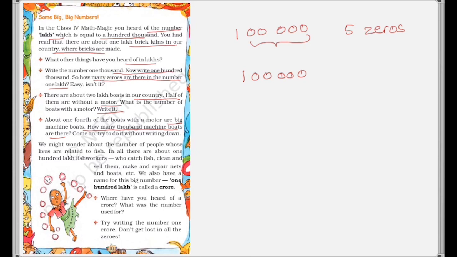Now we might wonder about the number of people whose lives are related to fish. In all, there are about 100 lakh fish workers who catch fish, clean and sell them, and make and repair nets and boats, etc. So we also have a name for this big number, 100 lakh. This is equal to a crore.